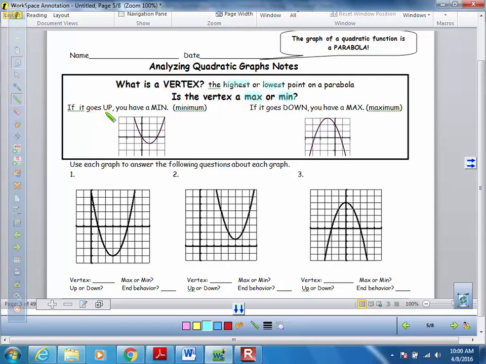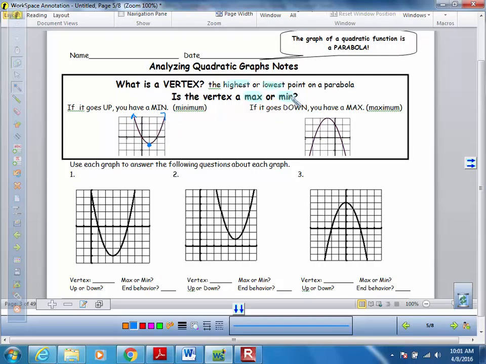So, if it goes up, you're going to have a minimum, because our vertex here would be this point, because this is the lowest this graph goes, right? So that's going to be the minimum value that it can be. However, it continues going up forever. The thing about parabolas is they never stop. So it actually keeps going on forever and ever and ever up.